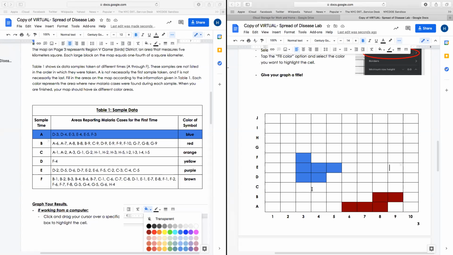We're then going to highlight cells C9 and D9. Oh, wow. And E9 and F9. So highlight all 4 of those and color them in red as well. Right. Then we're going to highlight F10. We're still coloring these in red. And then we're going to finally highlight cells G7, G8, and G9. And those are going to be red as well.